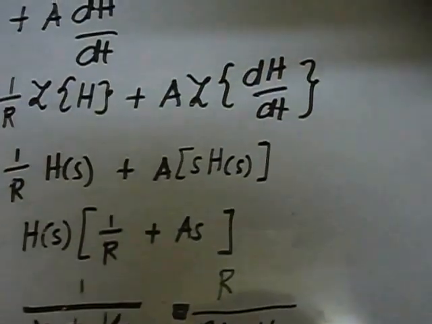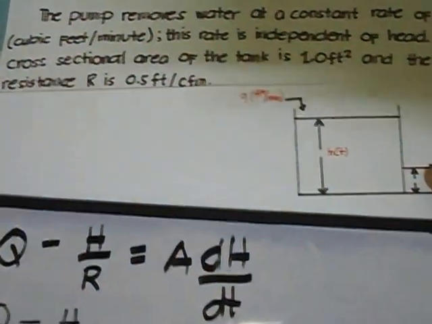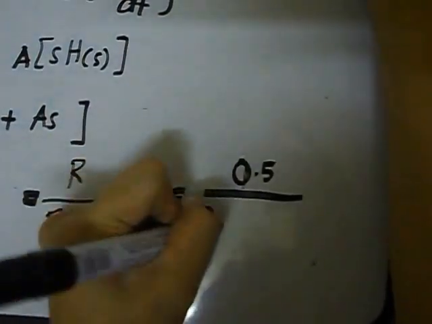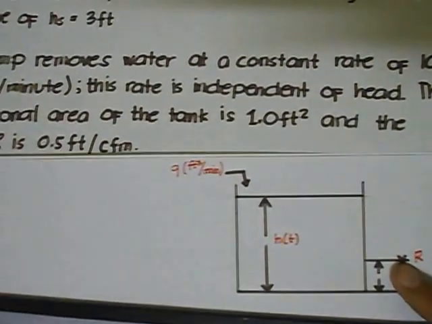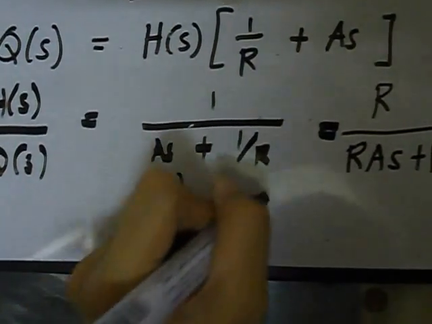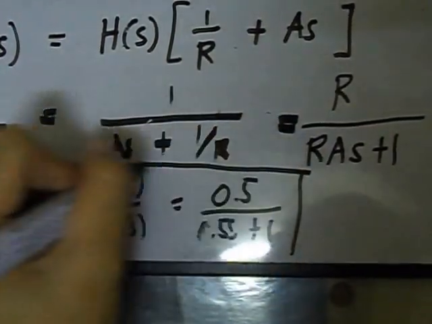Since naman tay given diri nga value nga R is equals to 0.5, then A is equals to 1 square feet, so ato na siya i-substitute, 0.5 all over 0.5 times ang A, which is 1 square feet, so pareha na siya times S plus 1. So our final answer is H of S all over Q of S equals to 0.5 all over S plus 1. That's all. Thank you.